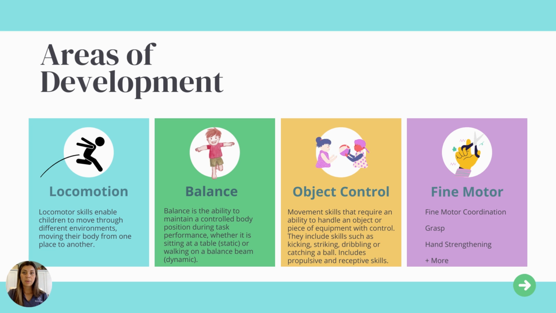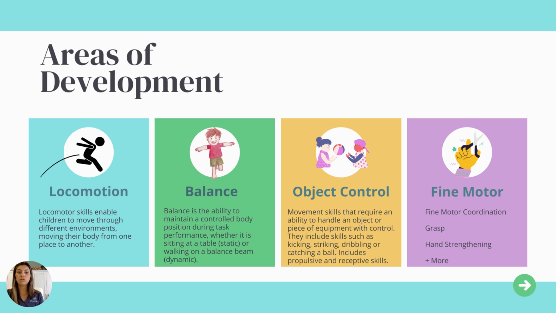So to break it down even more, gross motor skills can be grouped into differing areas. The three that we are going to focus on today are locomotion, balance, and object control. Locomotor skills allow us to move our body through different environments and from one space to another. As mentioned, balance is the ability to maintain a controlled body position during task performance, whether standing still or moving.